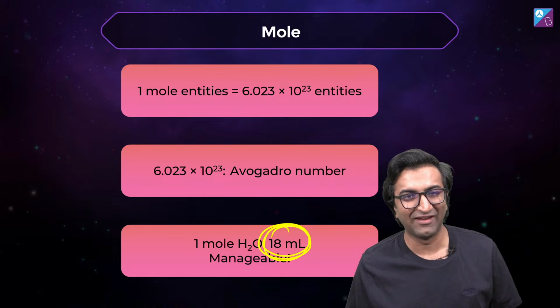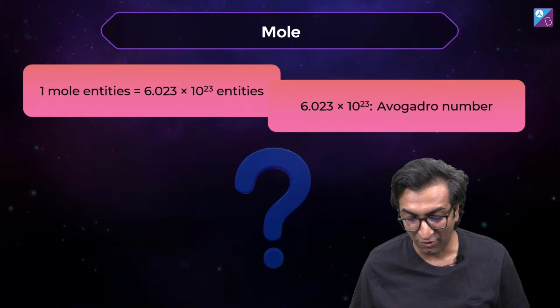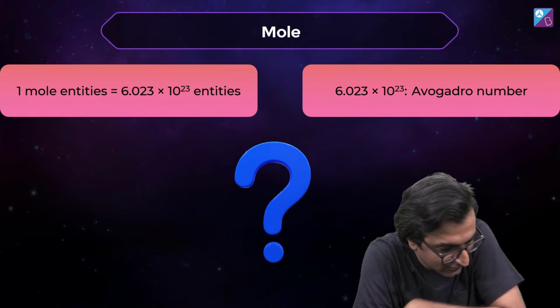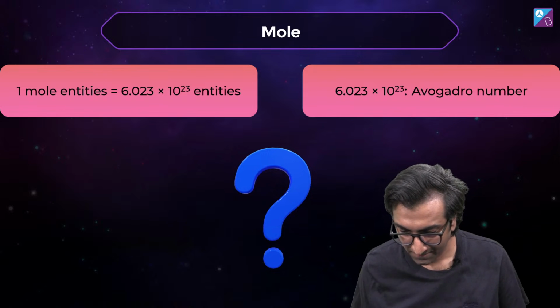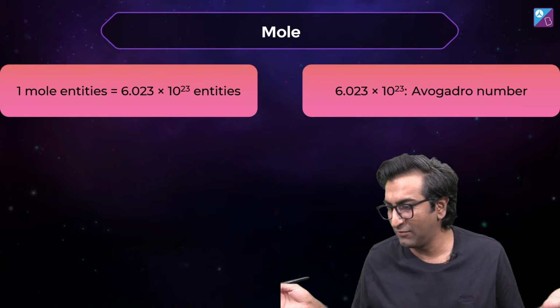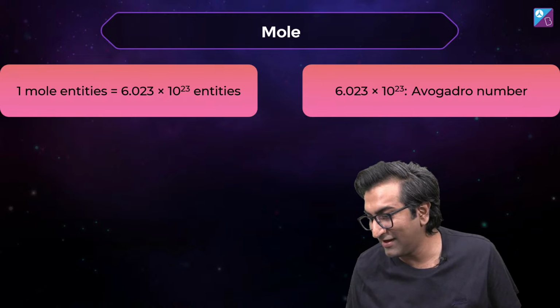Avocado? Yeah, it's okay. Avocado. Where does this number come from? What is this 6.023 × 10^23? Where does it come from? Any ideas? Anyone wants to tell me what this is called? Sami is asking good questions.